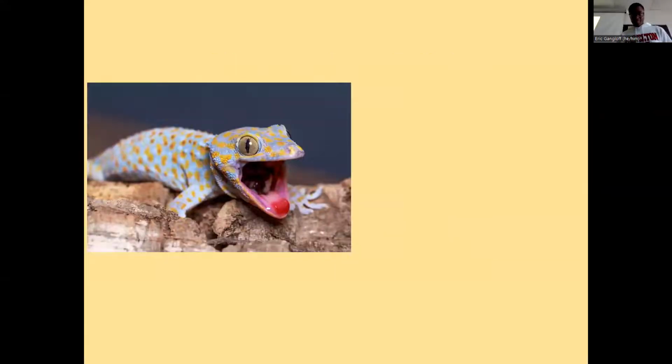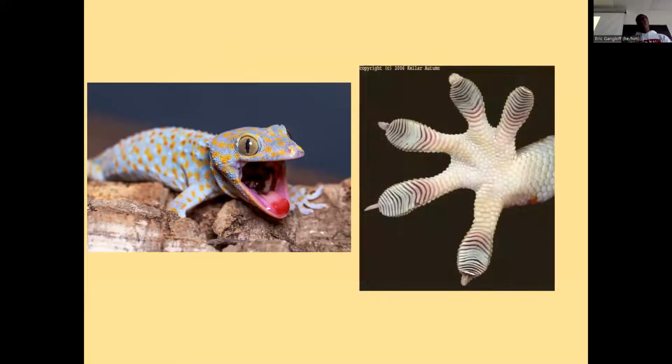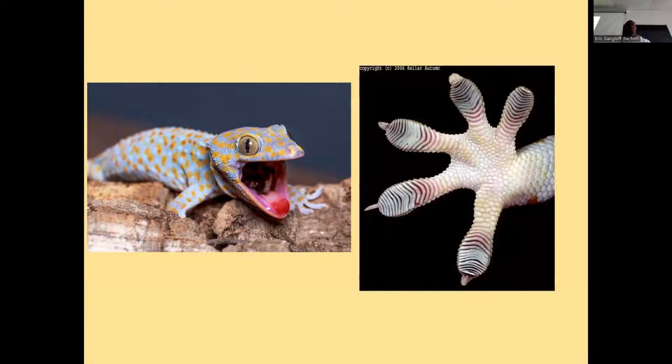So let's move on to our little friend. This is a Tokay gecko, and Tokay geckos are widely studied, especially in the fact that they have these incredible toe pads, right? So we all know that geckos are really cool because they can walk up walls, they can walk up glass, and these toe pads allow them to do that.